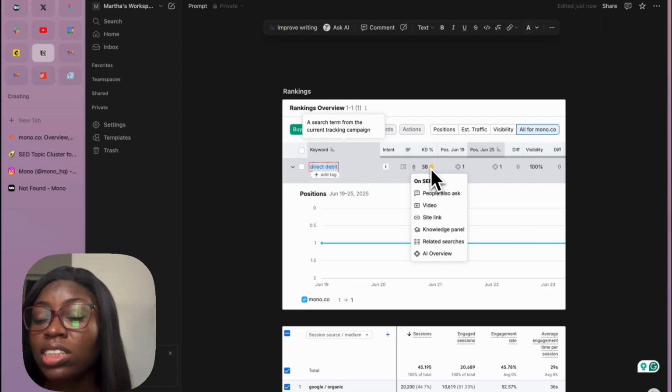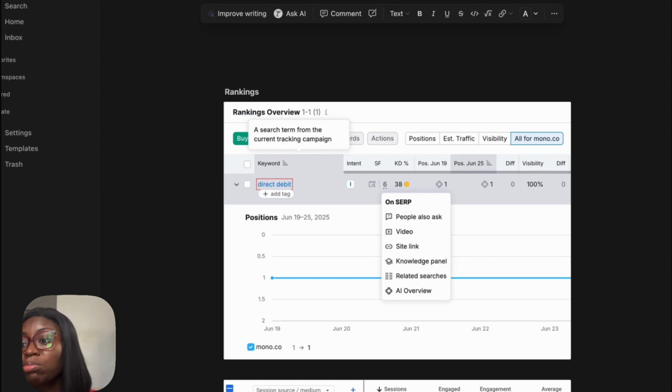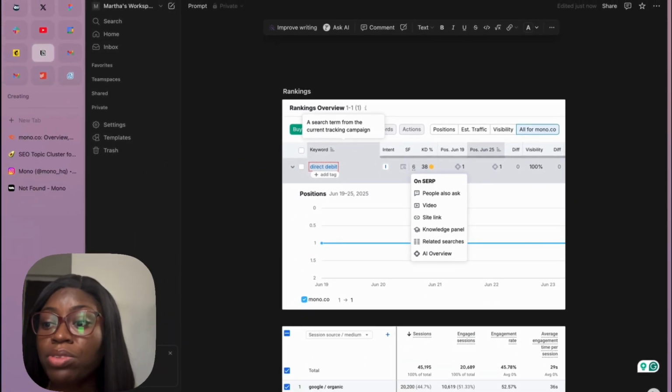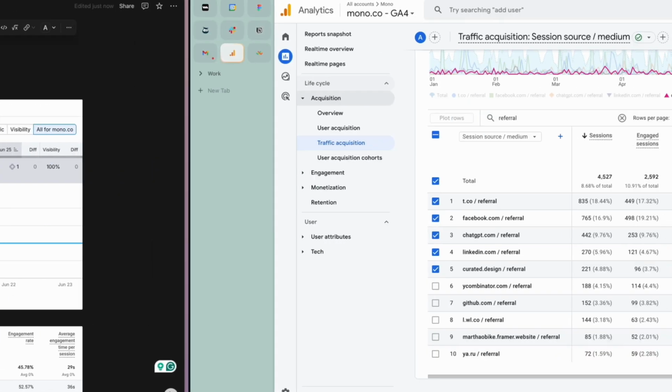And one interesting thing to note was that when we initially started working on this topic cluster, the keyword difficulty for direct debit was much lower. But as direct debit is becoming increasingly popular, a lot of people are asking more questions. A lot of people are building solutions on top of direct debits. So the keyword difficulty for this keyword has also gone up.